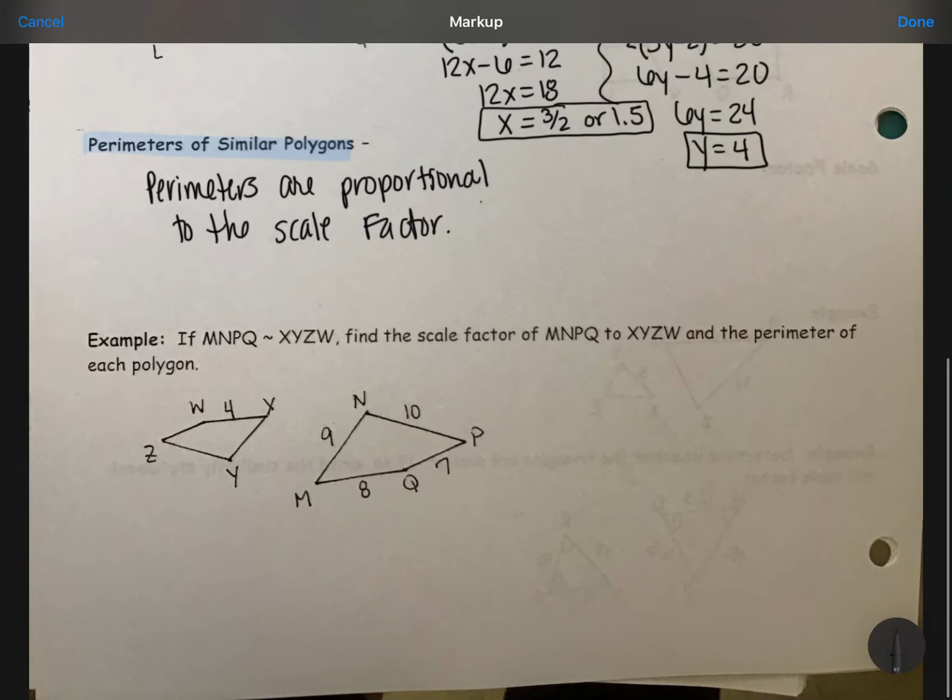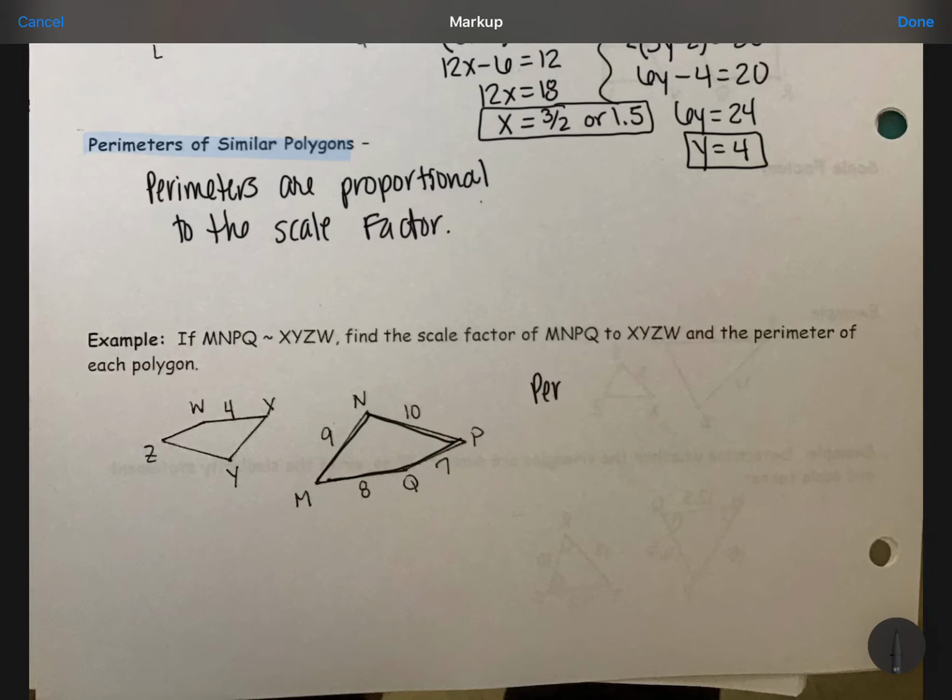So here's an example. I've got 2 figures, and they're similar because they told me so, and I need to find the scale factor and the perimeter of each one. So I can easily find the perimeter of the second one, because it's got all 4 sides listed. And then I can add that together very easily. So 10 plus 7 plus 8 plus 9 is going to give me 34.